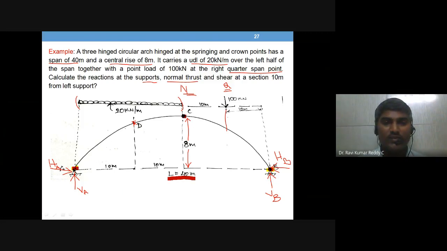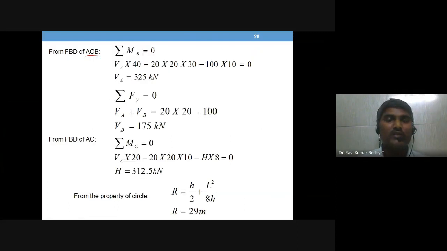So considering the free body diagram of this arch ACB, you can apply 3 equilibrium equations: sigma Fx = 0, sigma Fy = 0, and sigma M = 0. Let's see how it is being solved. So you may employ any of the 3 equations first. There is no fixed order for it. It doesn't mean you need to apply sigma Fx first, and then sigma Fy next. There is no such order. It is according to your convenience.